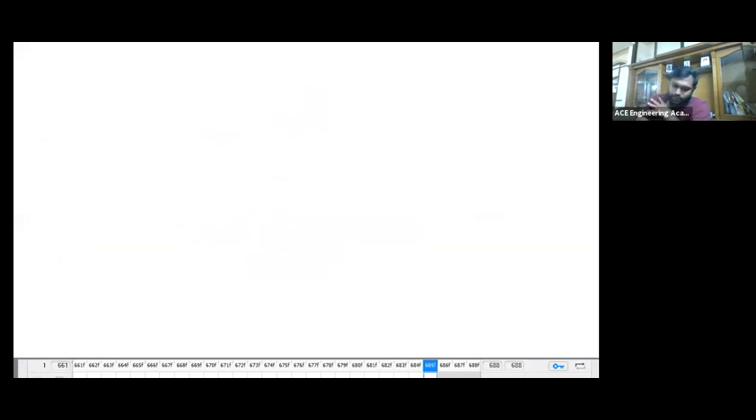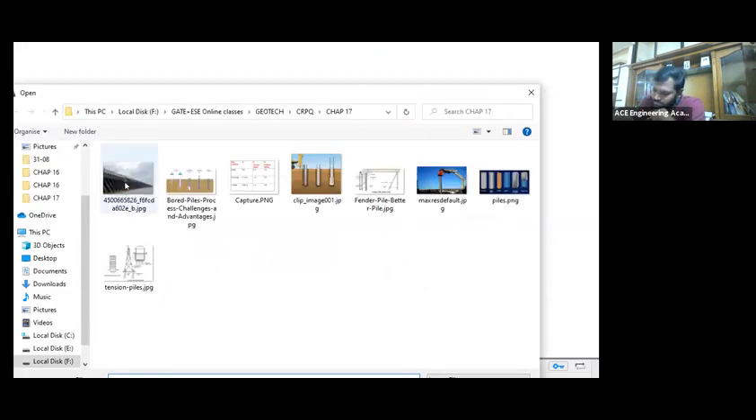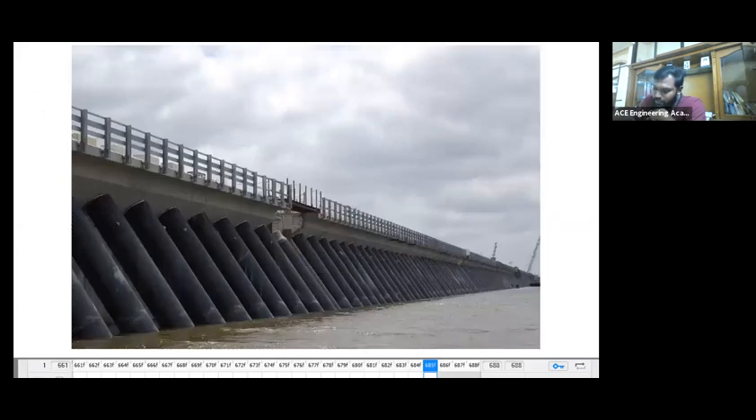Now, if you observe, whatever pile you see here is nothing but an inclined pile. These inclined piles are resisting the structure, the bridge. This is nothing but a batter or raked pile.